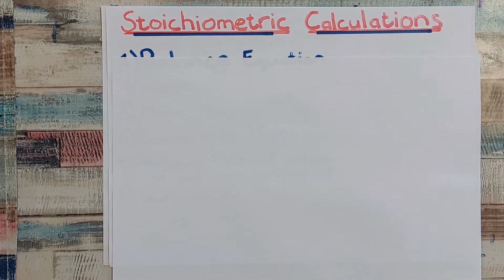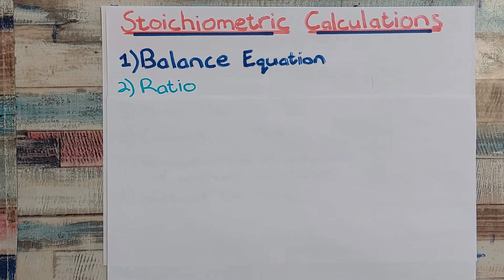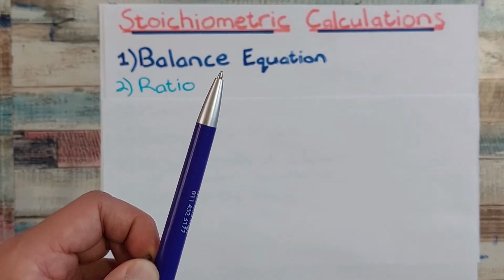Now, there are some steps that I'll be looking at. These are the steps that I feel are the easiest way to do it. The first one is balancing your equation. You need to balance your equation so that we can create our ratio. Our ratio will be determined via the coefficients of each of the molecules. Then we are going to create a ratio from our balanced equation.